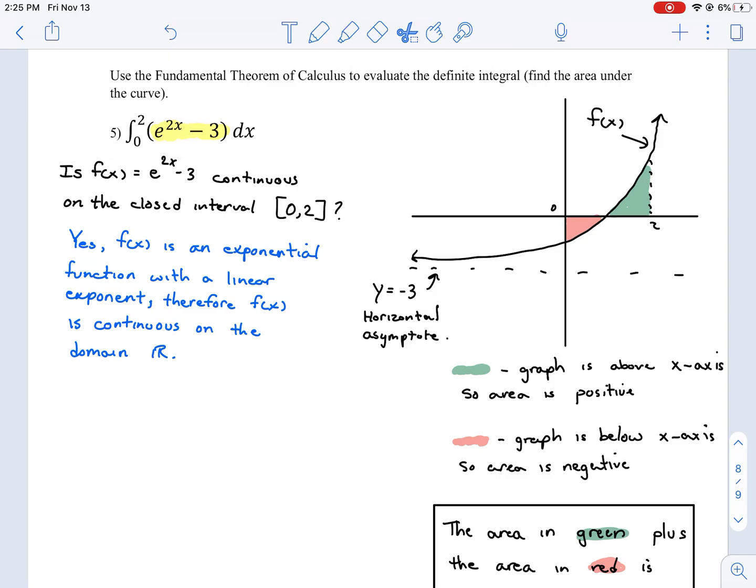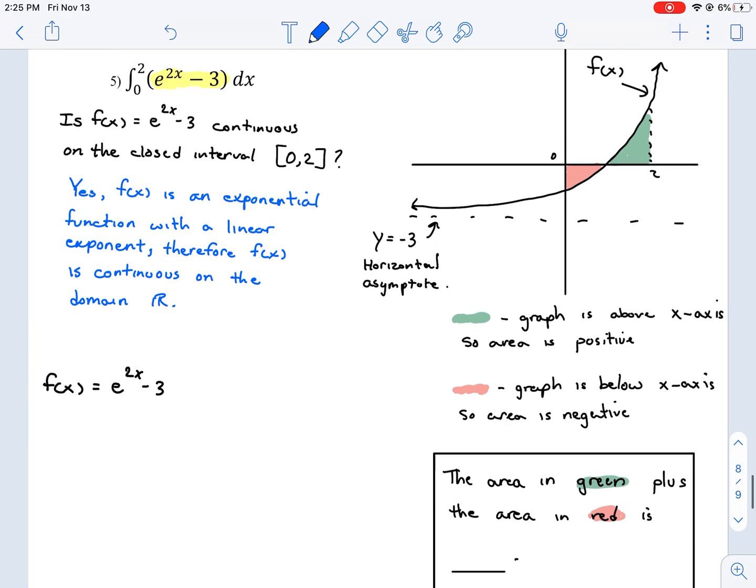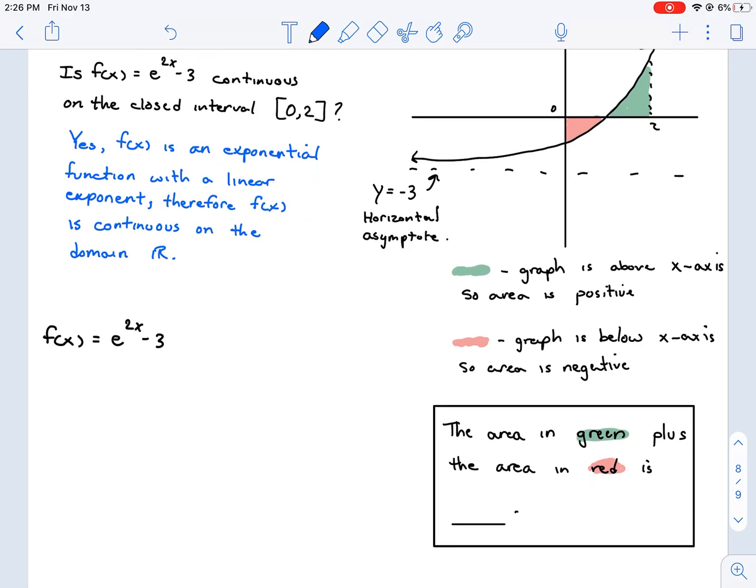All right, so now that we've answered that question, we can go ahead and apply the fundamental theorem of calculus. So if lowercase f of x is equal to e to the 2x minus 3, then an antiderivative of this function is the following.